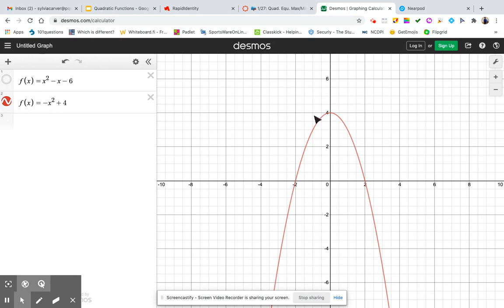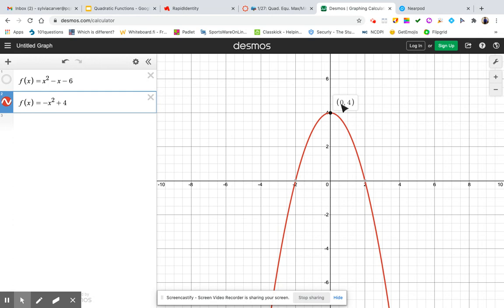My vertex this time is a maximum. I can find that point. There it is right there, 0, 4. It won't always be a whole number, so there's nothing wrong with decimals and stuff that you get. This time, this is my vertex, and your axis of symmetry would be x equals 0.